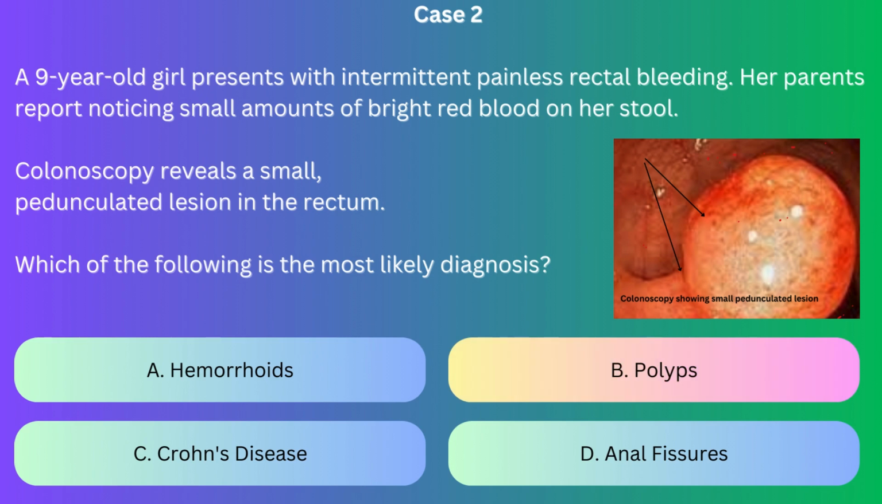The finding of painless rectal bleeding and the identification of a small pedunculated lesion in the rectum during colonoscopy are indicative of polyps. Polyps, especially juvenile polyps, are common in children and are usually benign. They can cause bleeding but typically don't cause significant pain or other systemic symptoms. Other conditions like hemorrhoids, Crohn's disease, and anal fissures usually have different presenting symptoms and findings.